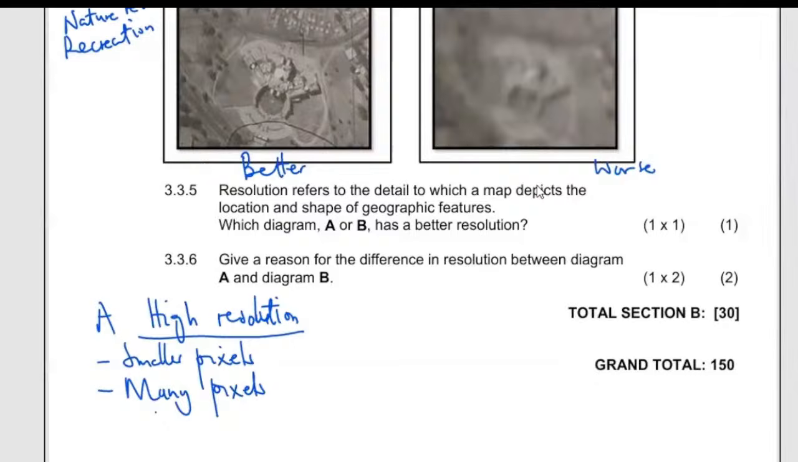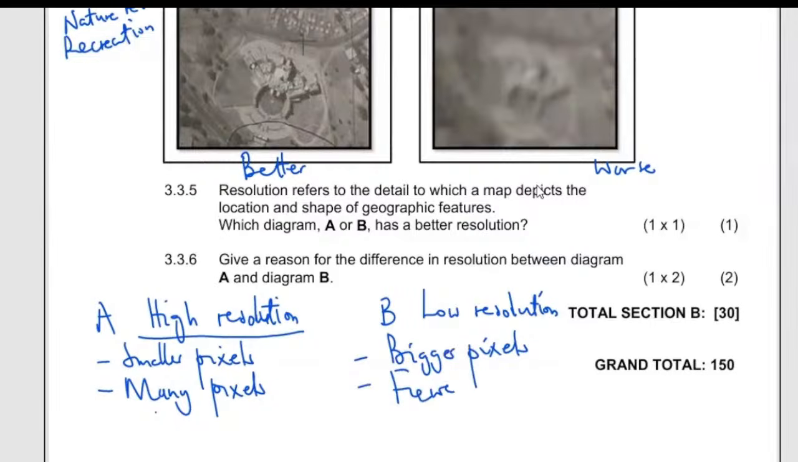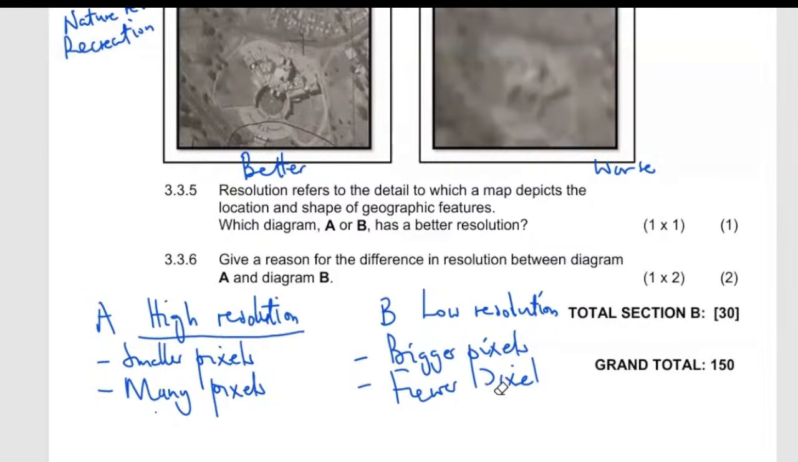But for B, if you check, this is a low resolution image. It's actually not even visible. What is happening with it? It has bigger pixels. The bigger the pixels, the lower the resolution. And it has fewer pixels. So if pixels are limited in terms of number and they are big, they give us a blurry image, which is not visible, which does not have clarity.